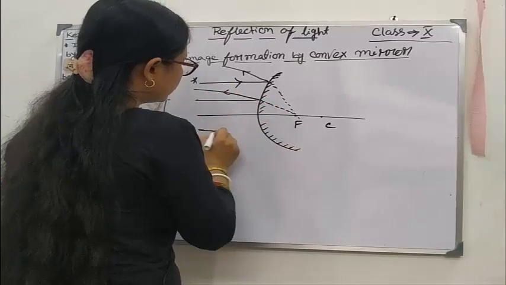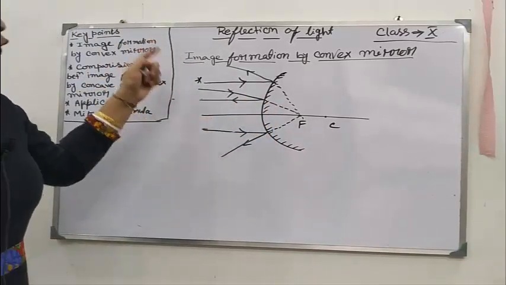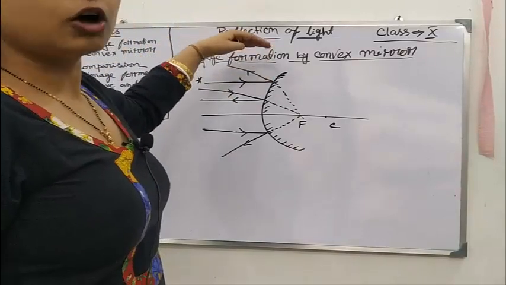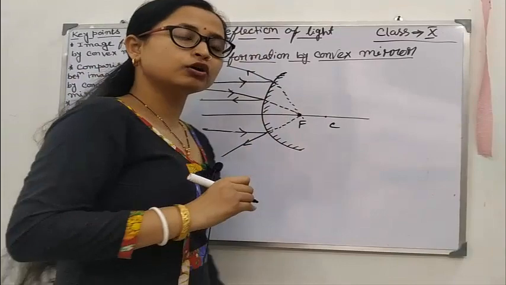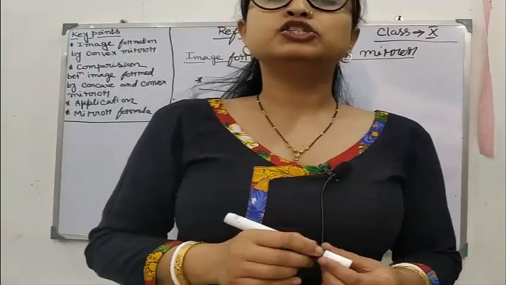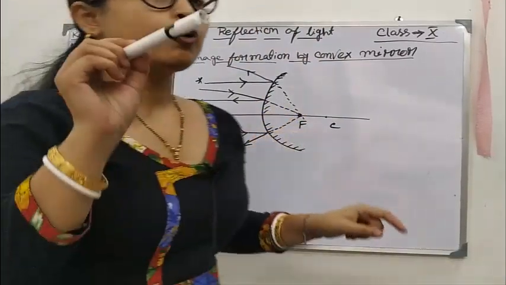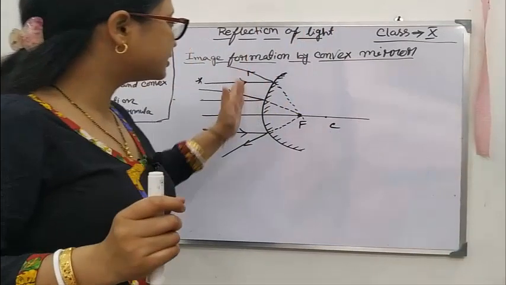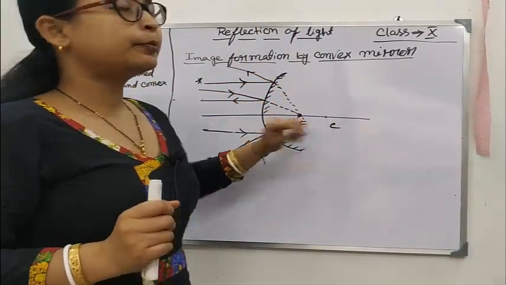All the parallel rays appear to do so. So we can see whenever the parallel beam is incident on the convex mirror, after reflection it will appear to pass through the focal point. That means the image will form at the focal point, and the image is a point image. It is a virtual image. Again, why? Because the rays don't meet each other. Whenever we extend the rays, they appear to meet.